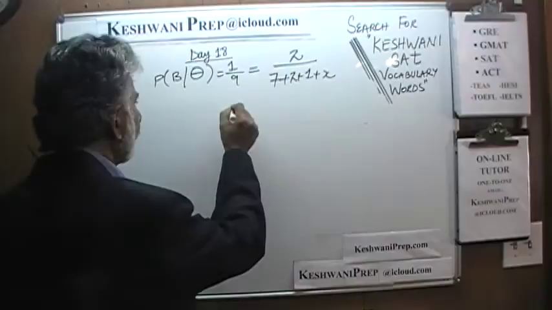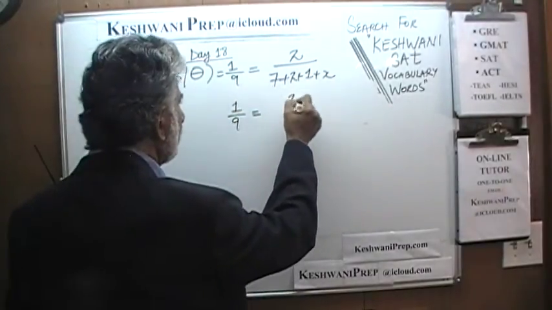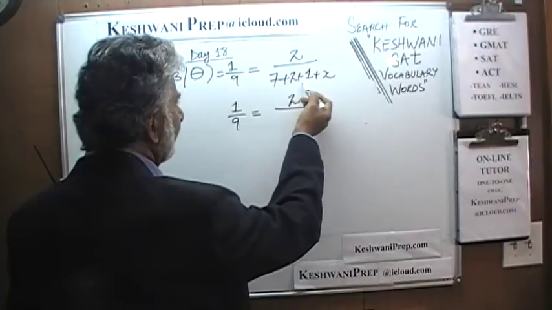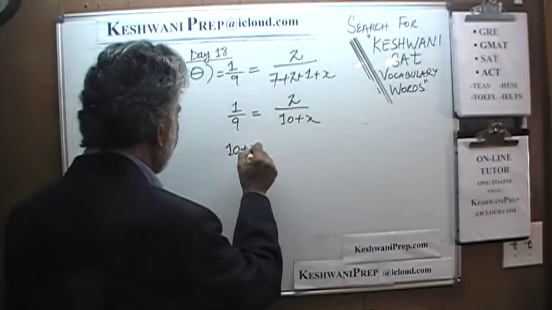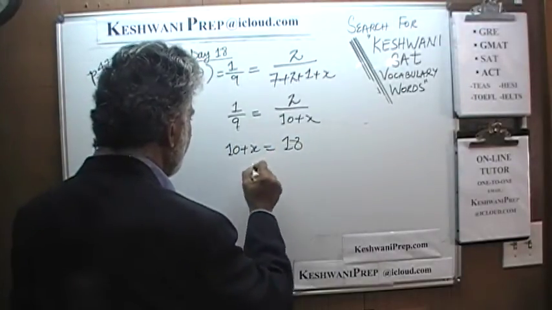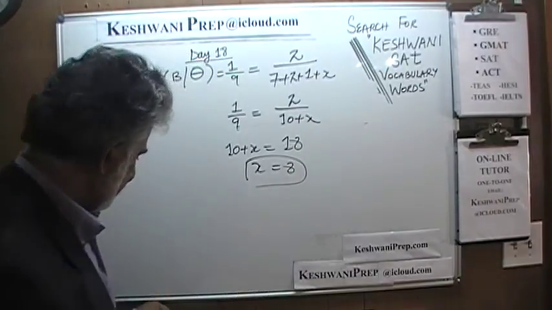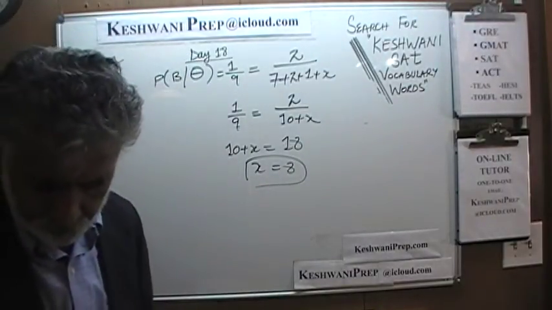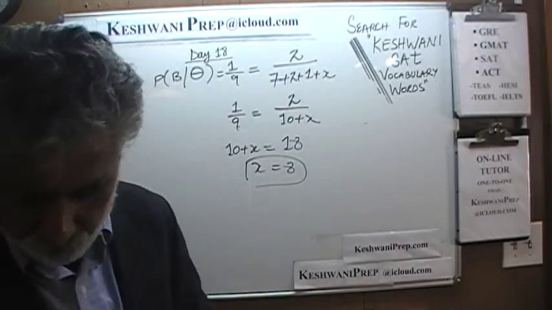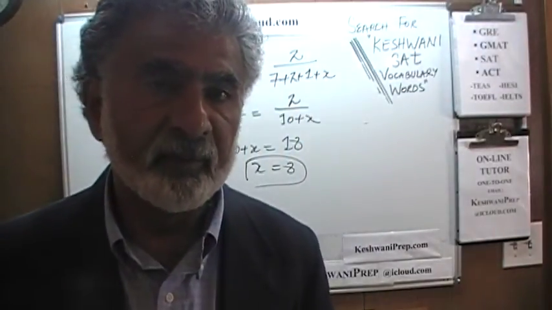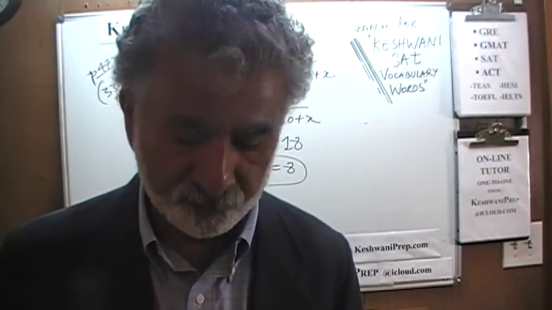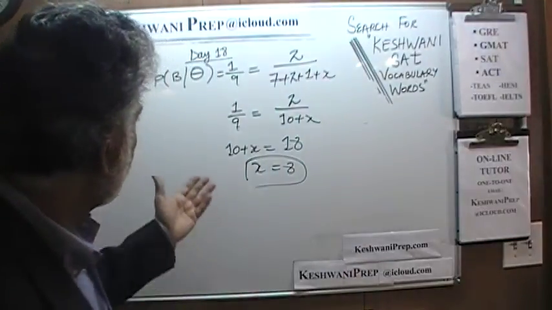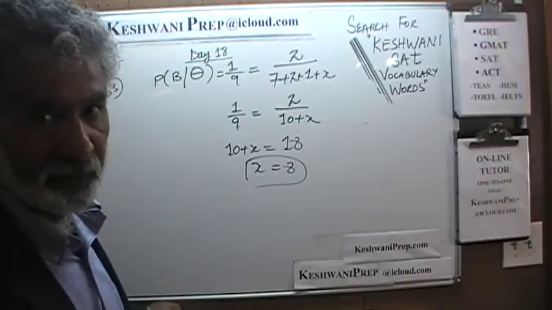Let's do it. 1/9 equals 2 over 2 plus 7 is 9, 9 plus 1 is 10, 10 plus X. Let's cross multiply. So we get 10 plus X equals 9 times 2, which is 18, and therefore X is equal to 8. There we go. The question was, what's the value of X? Which was the same question as, how many people do we have with blood type O and a negative R factor? The answer is there are 8 such people, in order for the odds to be 1/9 of picking somebody with a blood type of B with a negative factor.